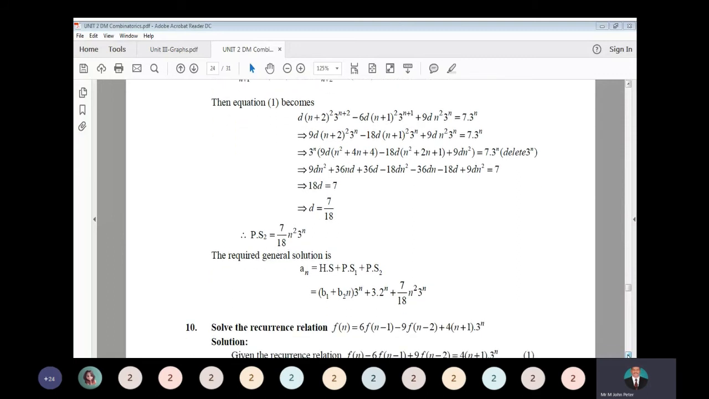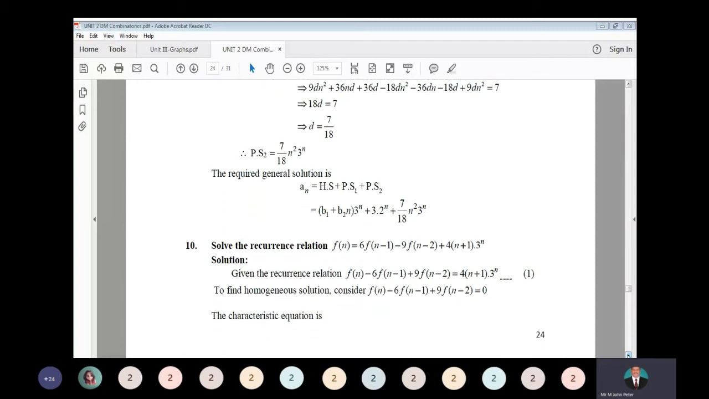So combine all the solutions: homogeneous solution, particular solution 1 and particular solution 2. You will get a_n equal to (b1 plus b2 n) into 3 power n plus 3 into 2 power n plus 7 by 18 n square into 3 power n. So that solves the recurrence relation.